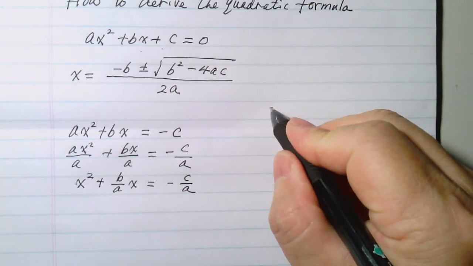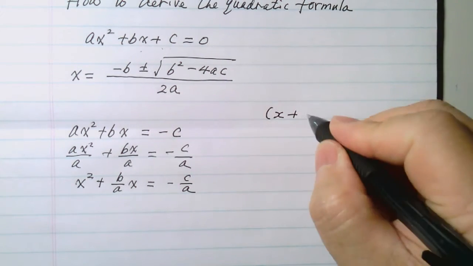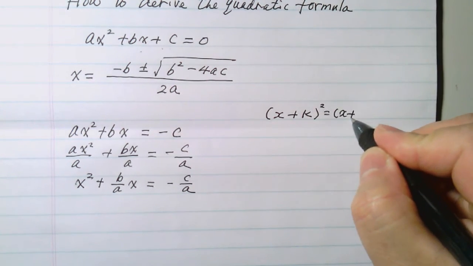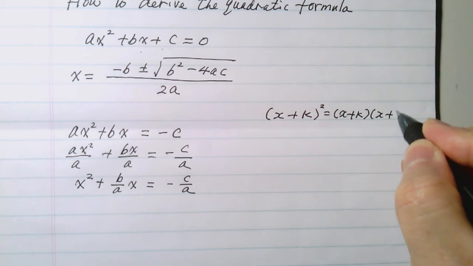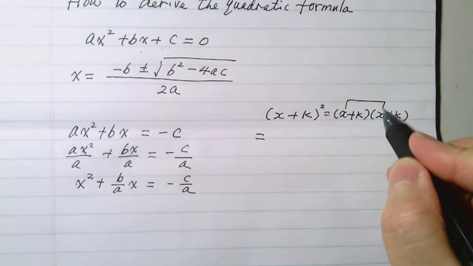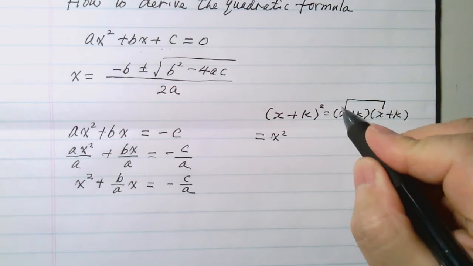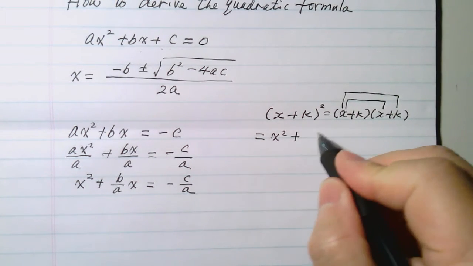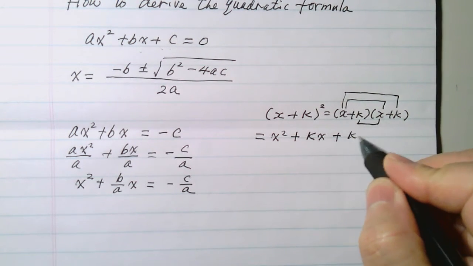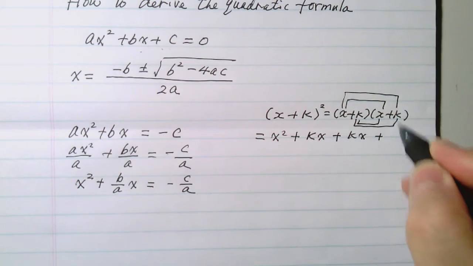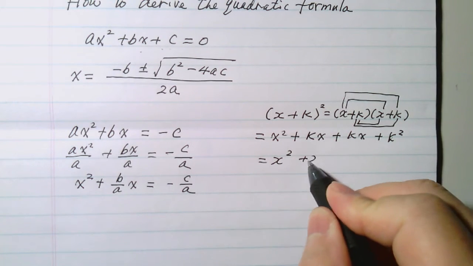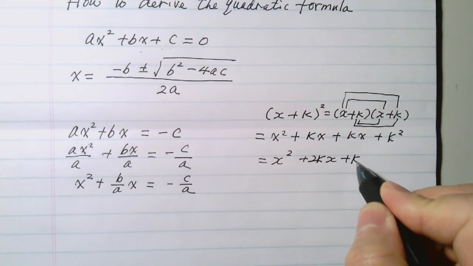Consider a perfect square, x plus, say, k, squared, which is x plus k times x plus k. When you do the FOIL, x times x is x squared, x times k is xk, which you can also write as kx, plus k squared. So it turns out you have x squared plus 2kx plus k squared.